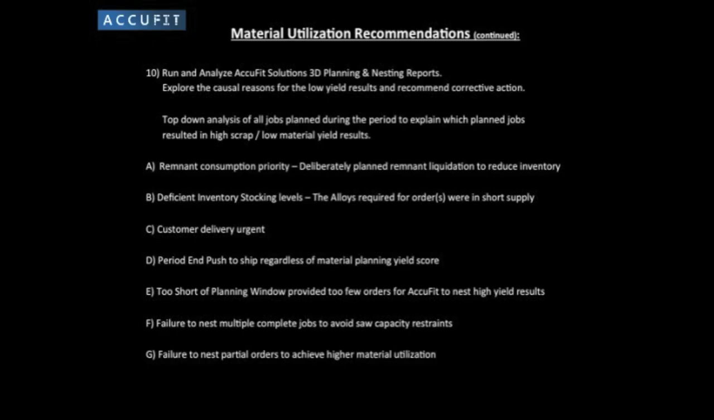The 6 most common reasons for poor financial results coming from planning are remnant consumption as a priority over yield result, deficient inventory stocking levels to support the customer order, customer delivery urgency versus financial result priority, period end push regardless of result, too short a planning window, failure to nest multiple complete jobs, and failure to nest partial orders to achieve the highest material utilizations. These are all the common reasons why low scores resulted in high scrap and remnant activity occurred. The goal of AccuFit reporting is to expose the causal reasons for high scrap and low material utilization using the reports for continuous improvement.